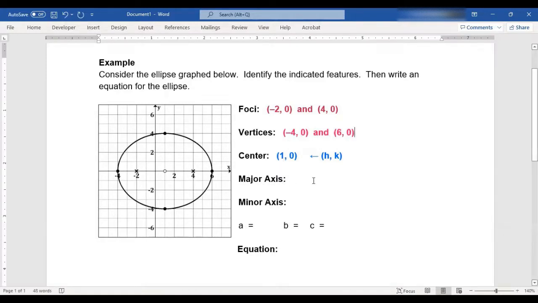And I might as well write it. The major axis is the x-axis. So that is a horizontal line, y = 0. So that information, the major axis is where all the cool stuff is.